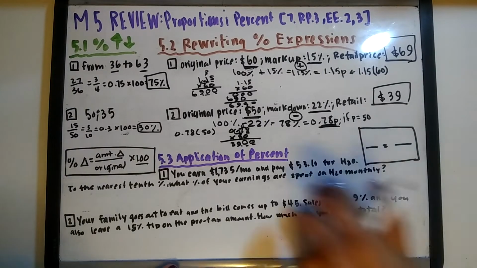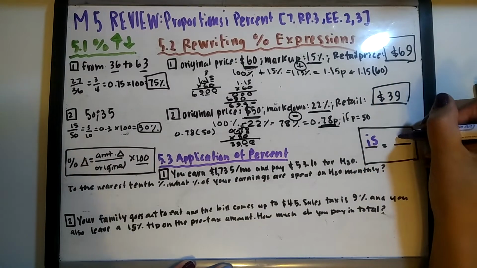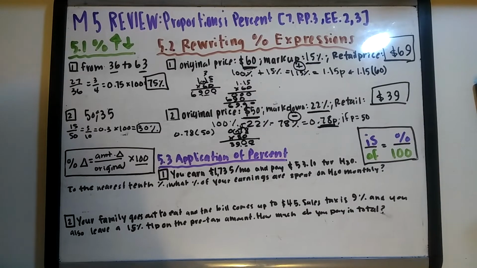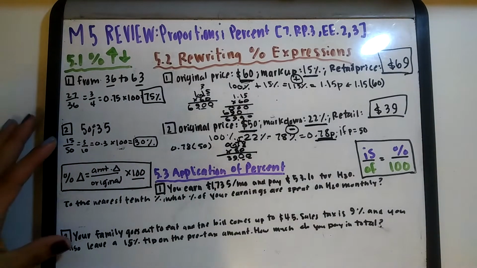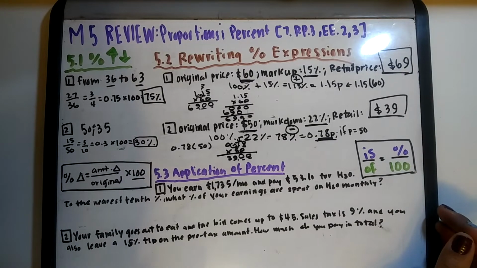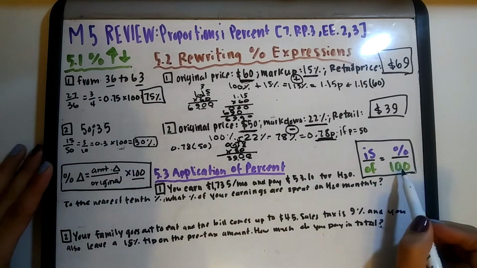Okay. And for this one, I'm going to write the is, of, and 100. This comes really handy when you don't know what to do. It helps you place the elements that are given to you and figure out what is unknown. So you kind of play the spy or the detective, right? So this one says you earn $1,735 a month, and you pay $53.10 for water. To the nearest tenth, what percentage of your earnings are spent on the water monthly? This one is a great one to use this on.